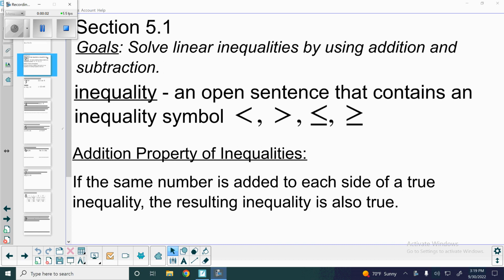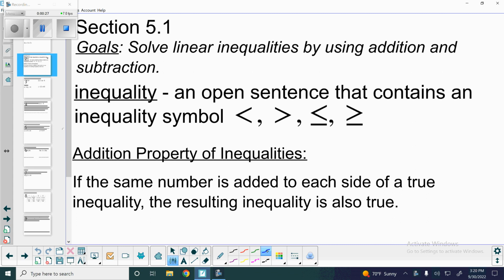Today we're going to begin Chapter 5. In Section 5.1 we're going to be talking about solving linear inequalities using addition and subtraction. This is going to be very similar to solving equations as far as the properties that we use. The only difference is that an inequality contains a symbol that is not an equal sign, and it's going to have more than one answer.